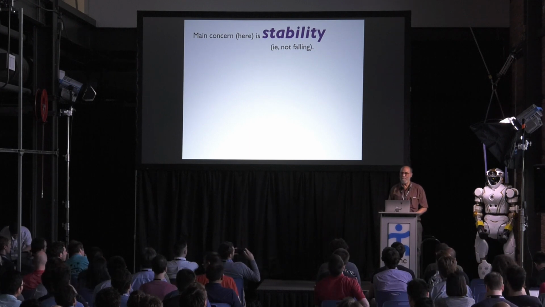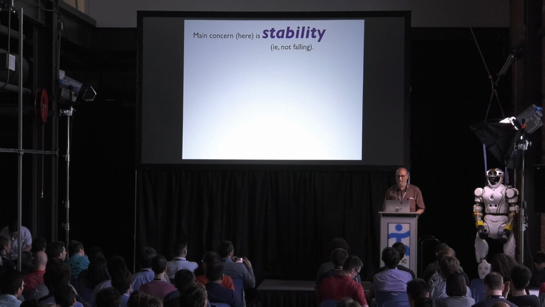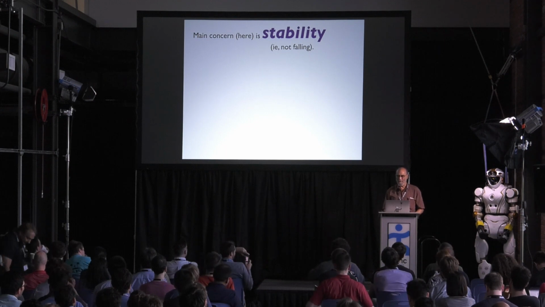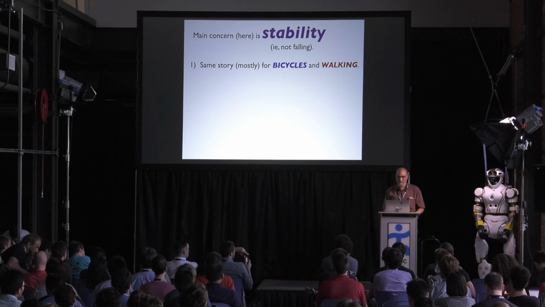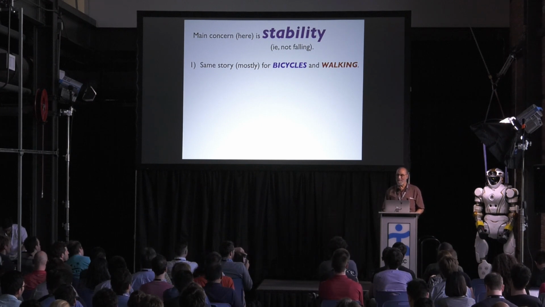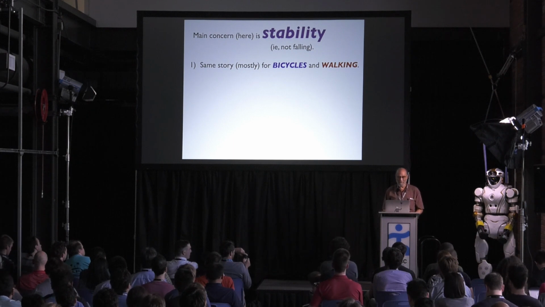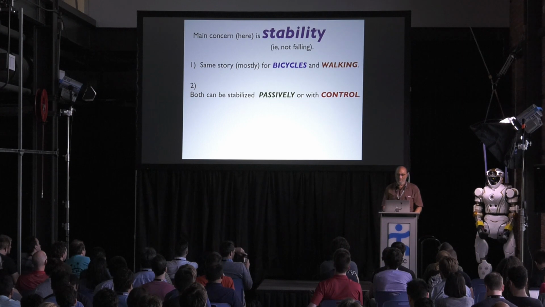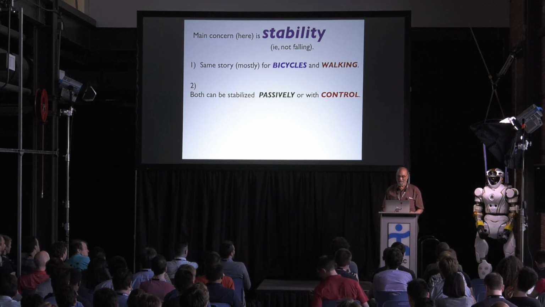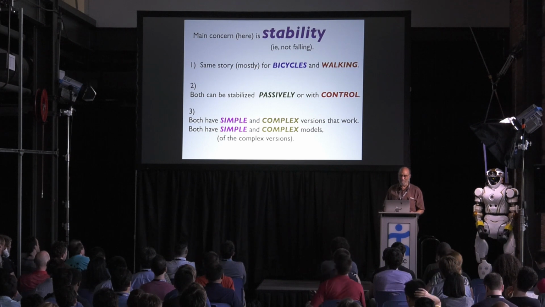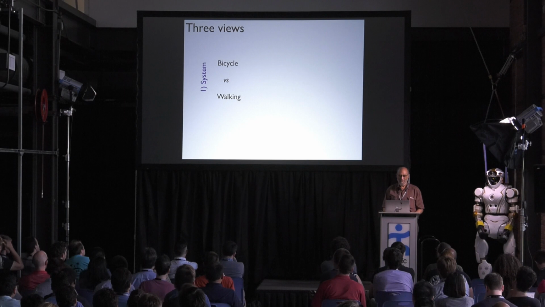And by stability, I mean not being very close to a fixed point or a limit cycle, but not falling down. And the claim is that the same story holds for bicycles and walking, which has to do with the narrowness of my vision, perhaps, but I see these as sort of the same problem. A second way you can look at things, dividing the world up, is passive versus control, which is in the title. And then the third way you can think about it is simple versus complex. So there is this eightfold way of looking at things.